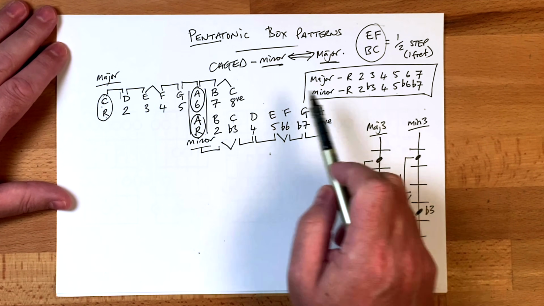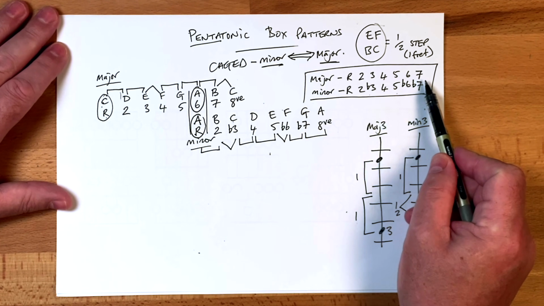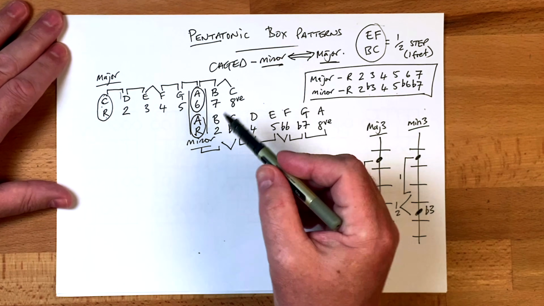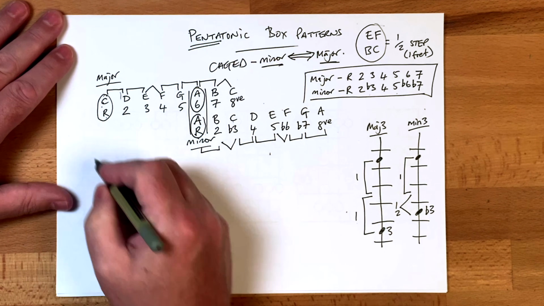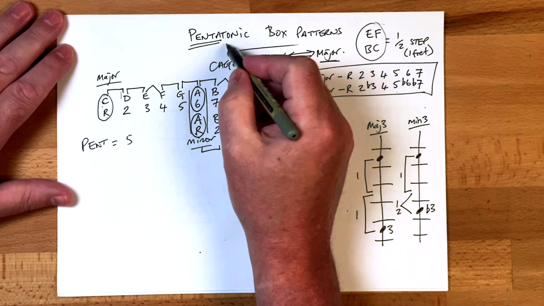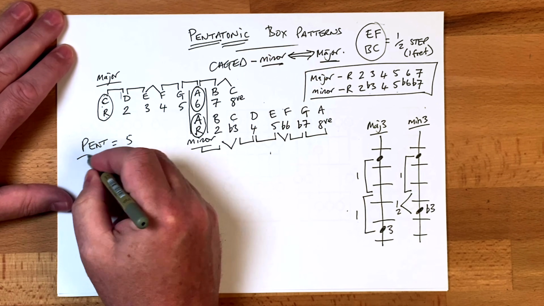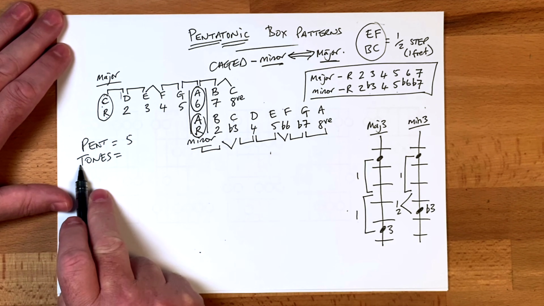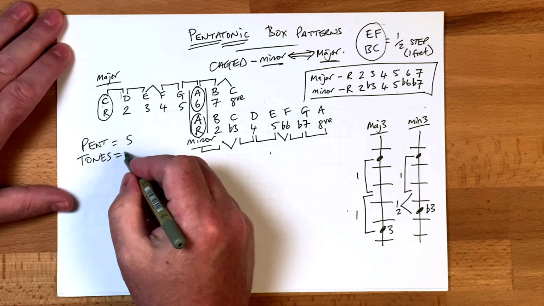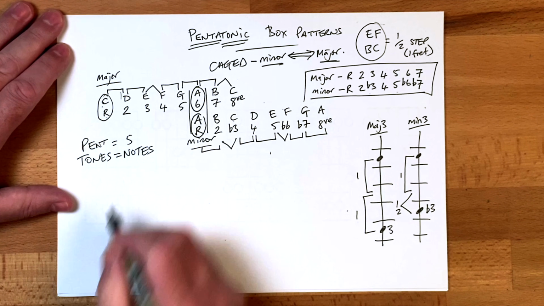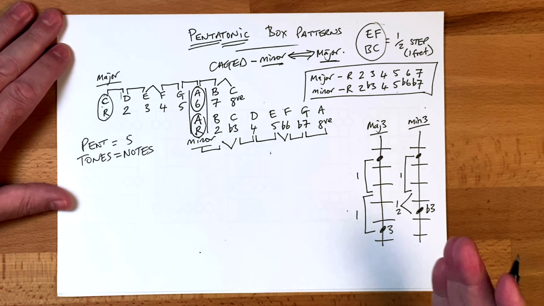Now, here's the thing with this. These are 7-note scales. The pentatonic, the penta, pent equals 5. And we've got tonic, tones, 5 tones. And I like the way that tones, if you swap the T and the N around, you get notes. So it gives us 5 notes, and that's what a pentatonic is.